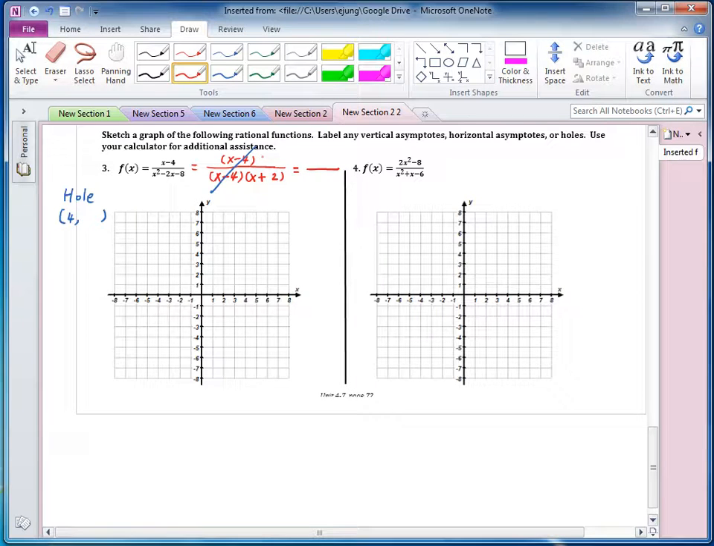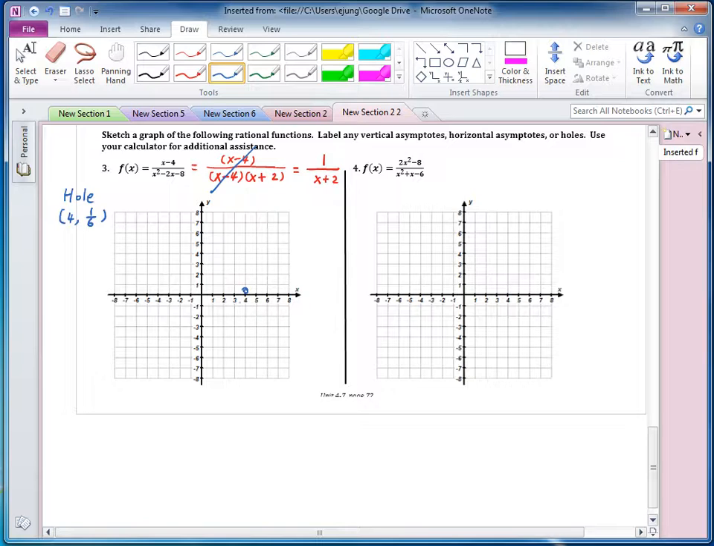After you cancel everything on the numerator, you have 1 on the top. In the denominator, we have x plus 2. So let's plug 4 here and find the number. What is that number? 1 over 6. 4 and 1 over 6, a very small number, right?